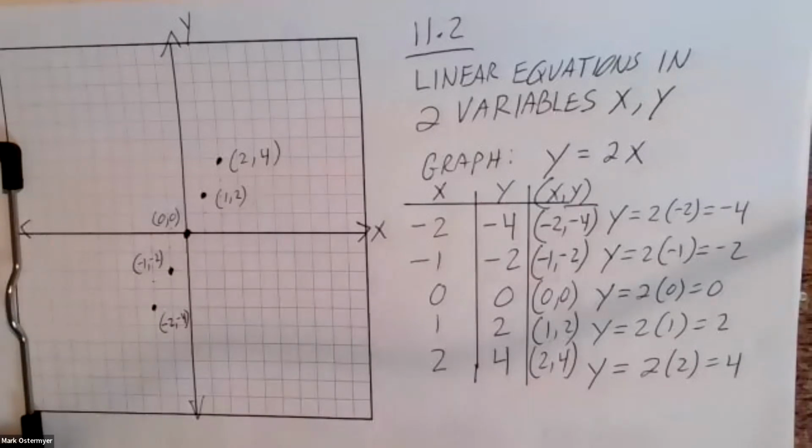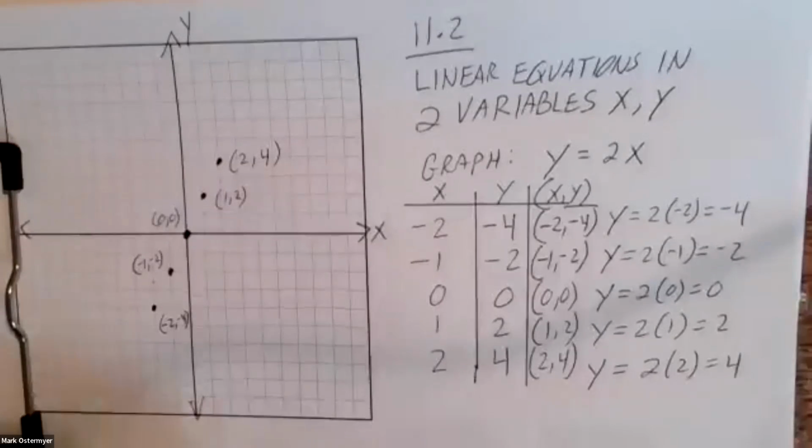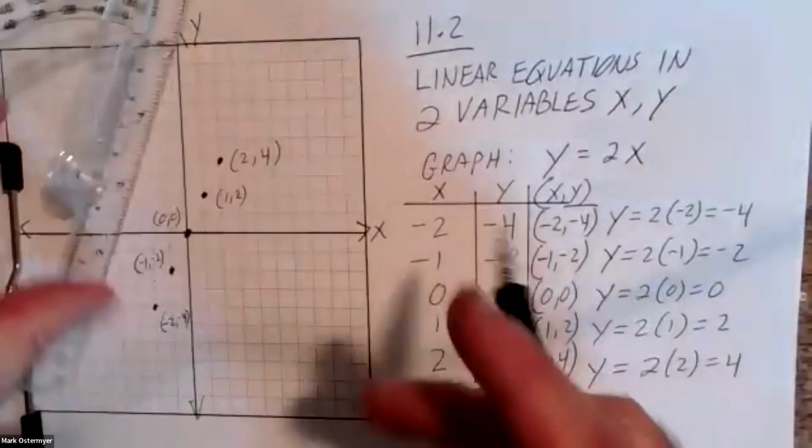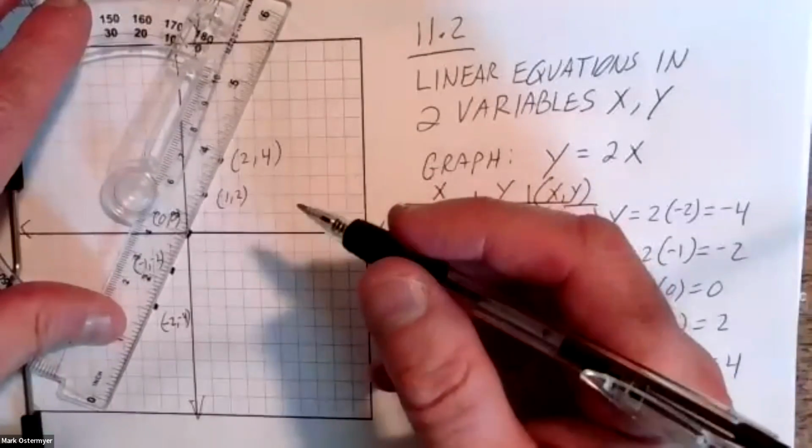What do you think, Lydia? Does it look like those points are collinear points? Do they lie on a line? Yes. All right, so what we're going to do is take a ruler now. We're going to put a nice straight line right through those points. Take a ruler, put a line through these points.